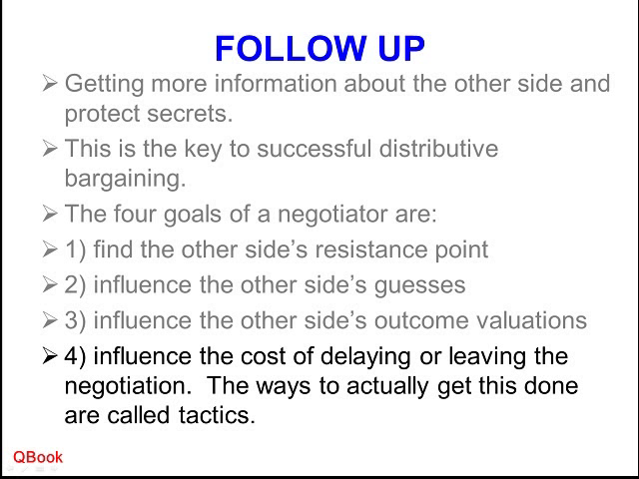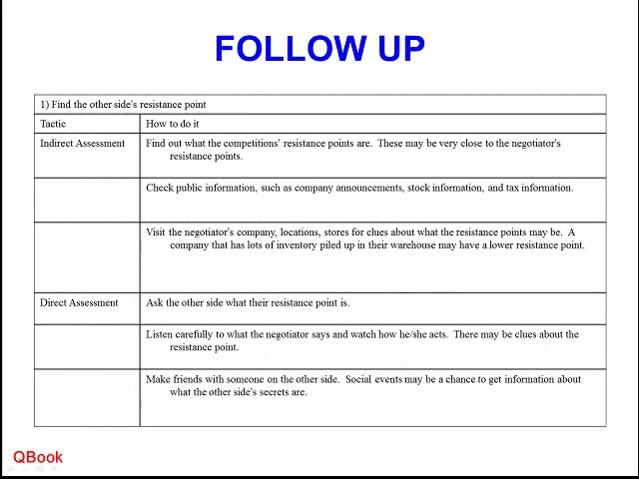What we want to do is keep our secret secret, and we want to get the other side's secret information. We want to try to figure out the resistance point if we can. If we could get their target price, that would be good. We want to influence what they think of us, and then we want to influence what they think the value really is.